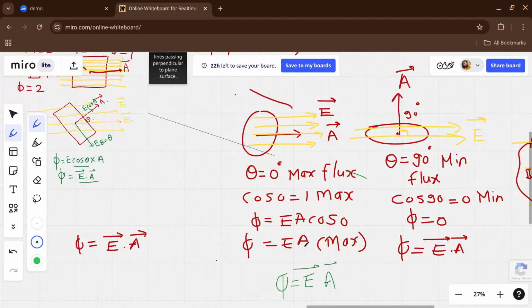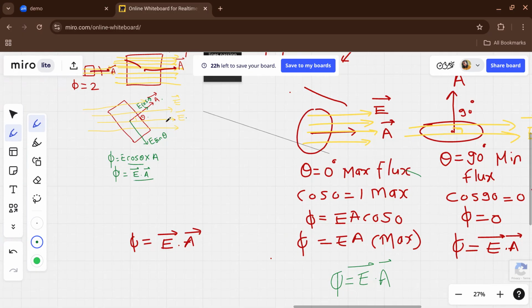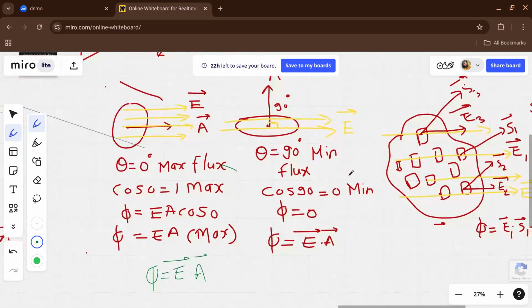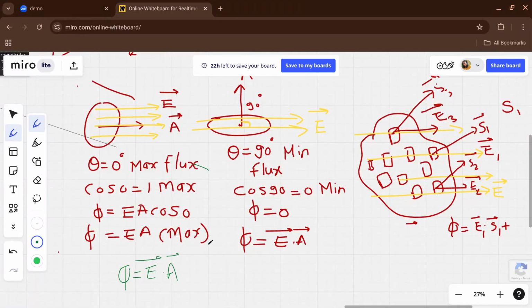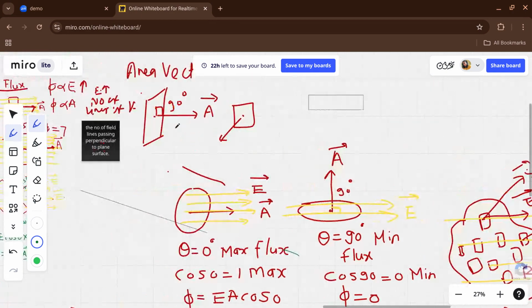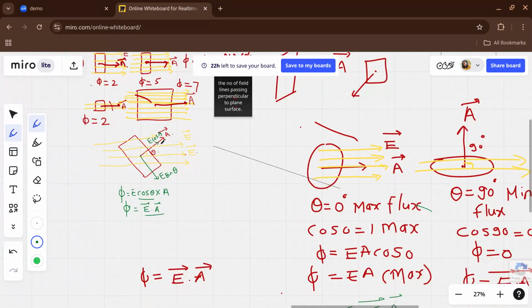So in a way, by using the component of E bar in the direction of A bar, you get phi equal to E bar dot A bar, or you can set this equation like this. So in total, whenever the electric field intensity or electric lines of force are not exactly in the direction of the area vector, the electric flux is calculated as E bar dot A bar.